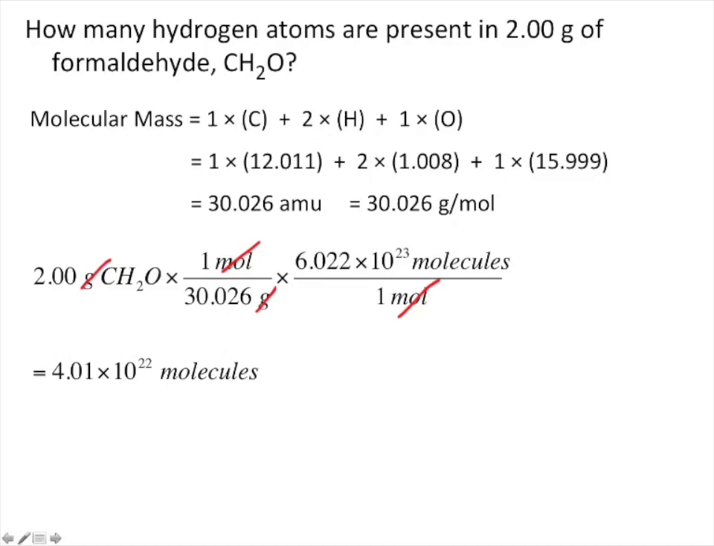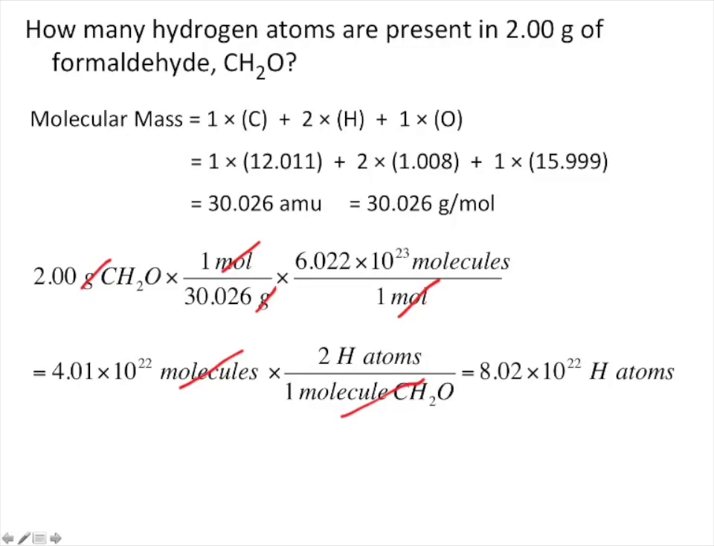But we're not quite done because we calculated molecules of formaldehyde, but there's 2 hydrogen atoms in each molecule. So we ultimately need to multiply by 2. 2 hydrogen atoms in each molecule. So now molecules cancel out, you're left with atoms, and this is 8.02 times 10 to the 22 hydrogen atoms in 2 grams of formaldehyde.